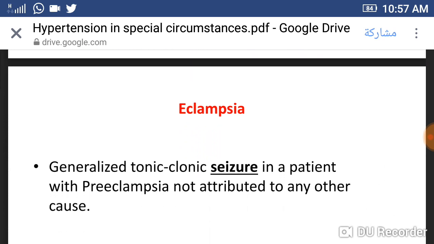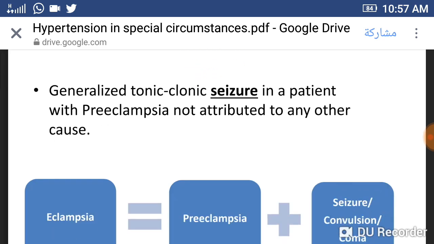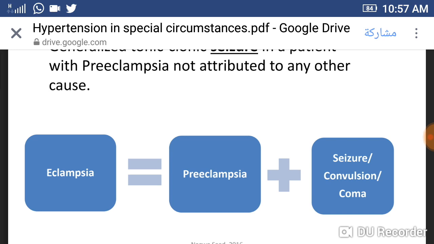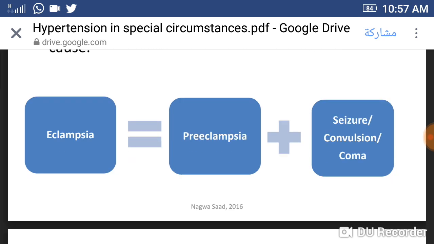Eclampsia. We are talking about preeclampsia. Eclampsia is generalized tonic-clonic seizures in a patient with preeclampsia, not attributed to any other cause. So if a pregnant patient has preeclampsia and goes through tonic-clonic seizures, she is an eclamptic patient. So eclampsia equals preeclampsia plus seizure, convulsion, or coma.